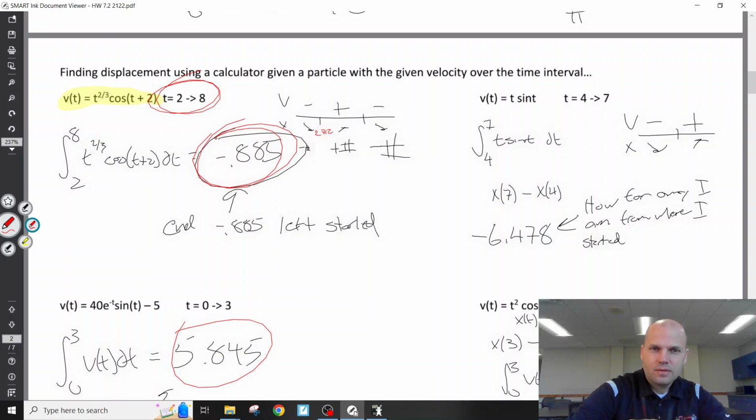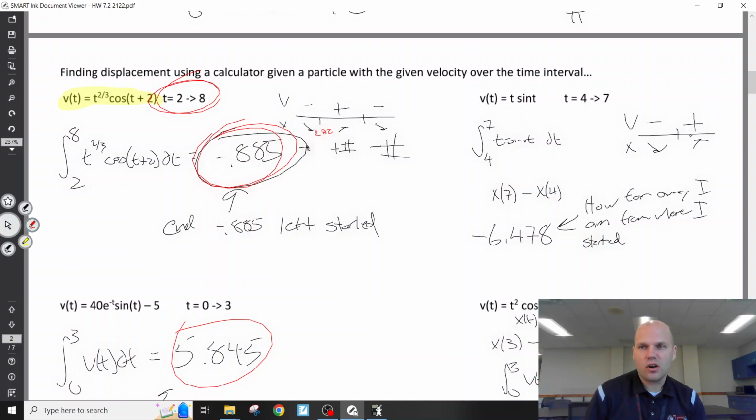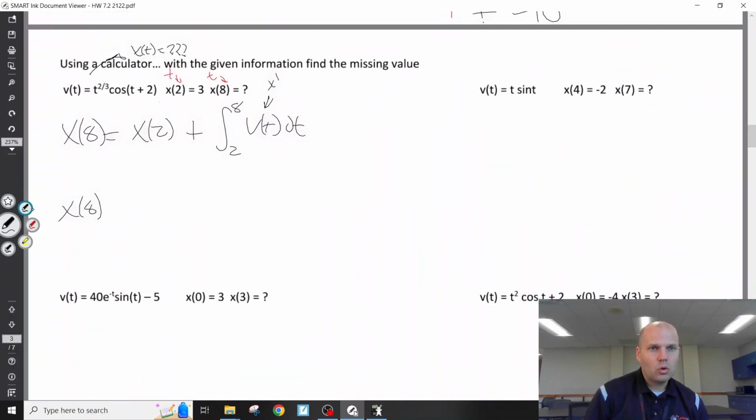This number, this negative 0.885, does not tell me my position at time 8. This told me how far to the left I went versus where I started. Good job, Mr. Messner, setting up this homework. Well, now I know I started at 3, and I ended up 0.885 to the left of where I started. Add those two together, and it's like, okay, you started at a position of 3. You ended up to the left there. Boom, you'll have your new position.